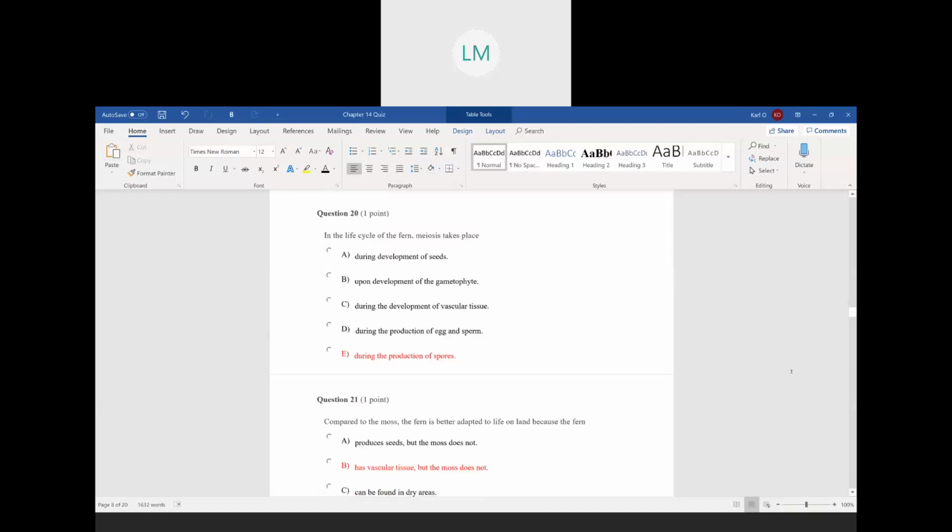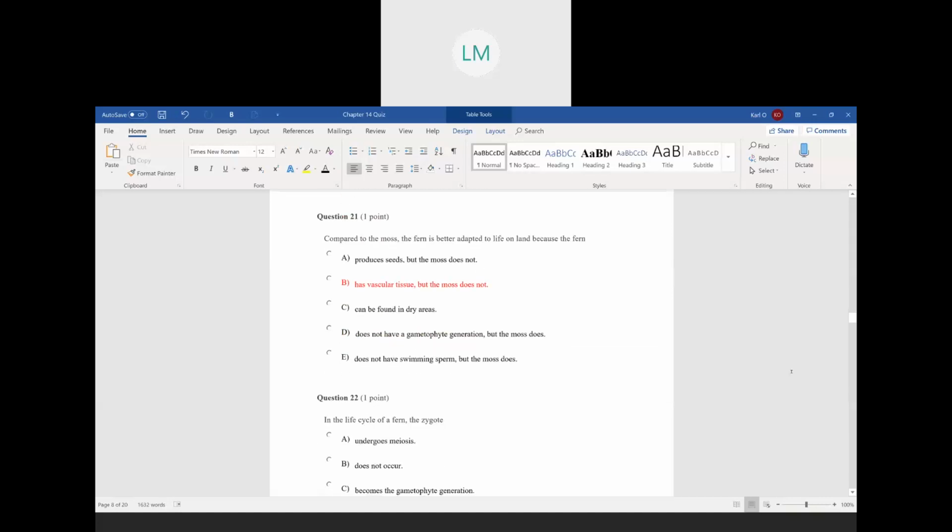Question 20. In the life cycle of the fern, meiosis takes place... A, during the development of seeds. That's not true. Ferns don't have seeds. B is upon development of the gametophyte. That is not true. The gametophyte is developing via mitosis. During the development of vascular tissue, that is not true. During the production of sperm and egg, that's through mitosis. E is the correct answer here, during the production of spores. Our sporophyte has that sporangium that undergoes meiosis to produce spores.